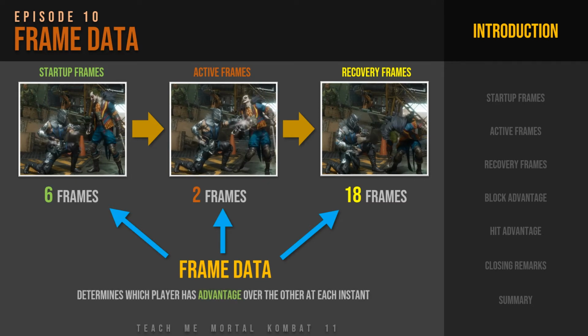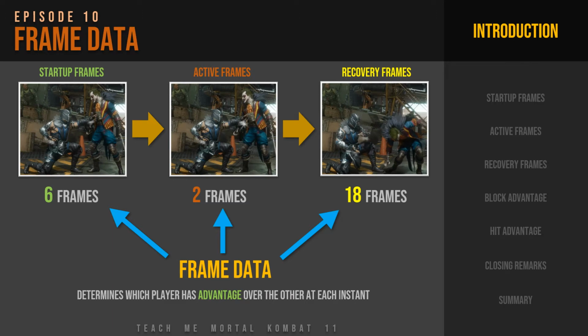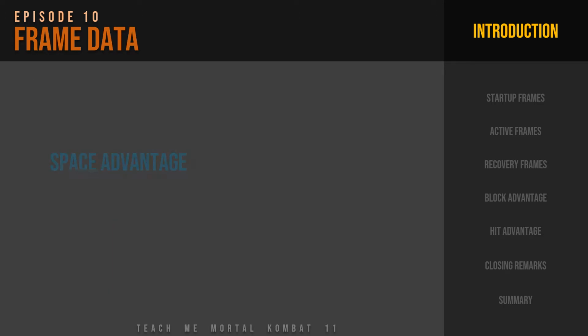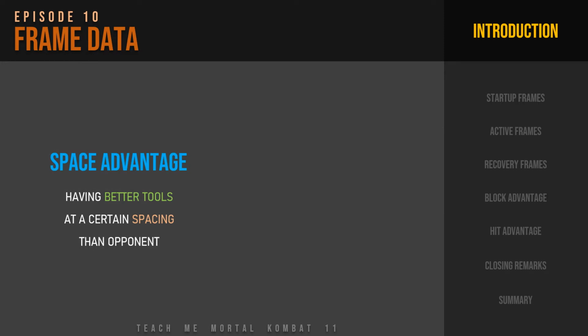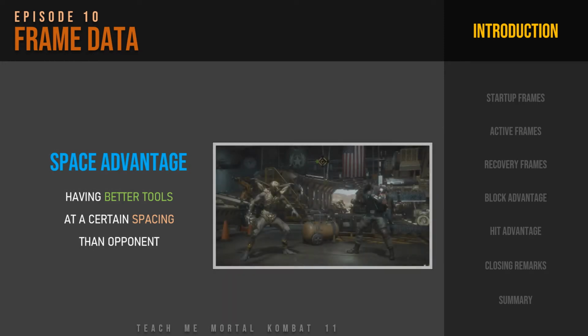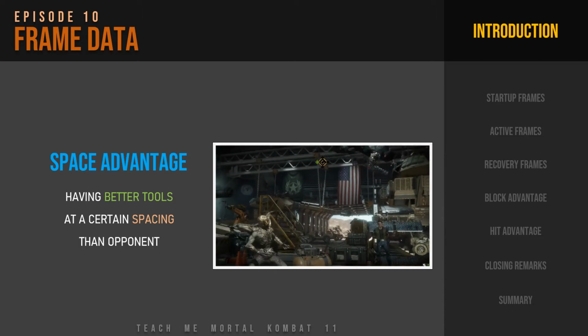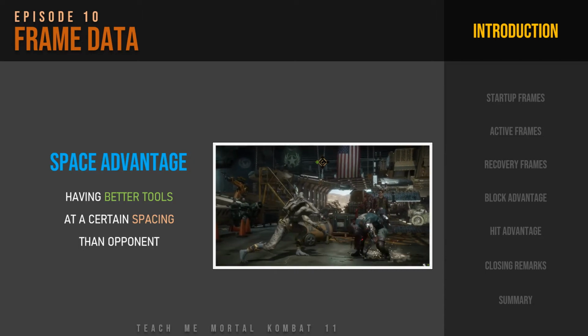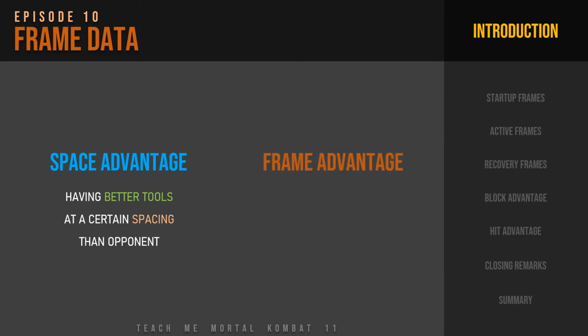The game uses this information to determine which player has an advantage over the other player at each instant. Just like there is a concept of space advantage, which means having better tools at a certain spacing than your opponent, like in this example, Collector has better tools than Jax at this particular spacing, there is a concept of frame advantage, which means being ahead in terms of frames at a certain time than your opponent.